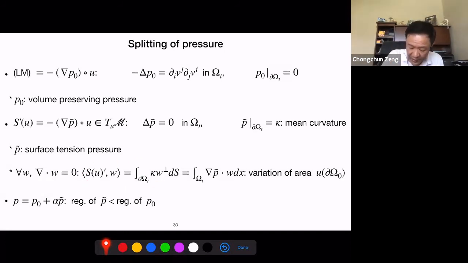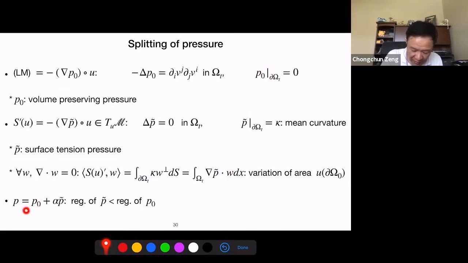So if you do the area variation with respect to a divergence-free vector field, first, the area variation tells you that this is equal to, on the boundary, the mean curvature times the vertical component of the variational vector field. Then you take the mean curvature, take the harmonic extension to the interior, and take the gradient. And you get this form. That's here. So the pressure now is actually the sum of these two parts, P0 and P tilde.